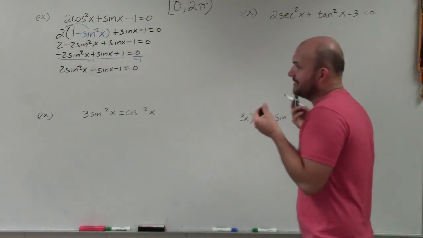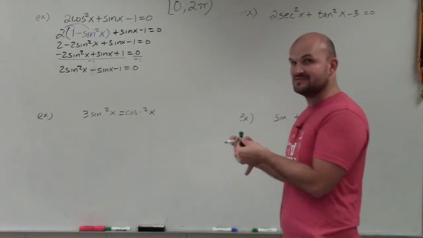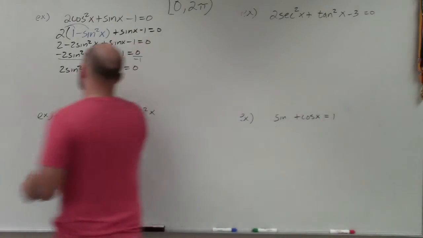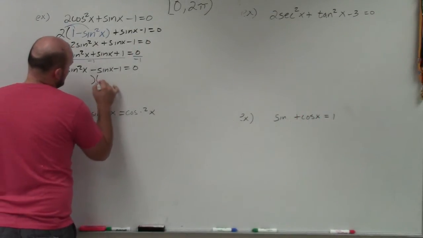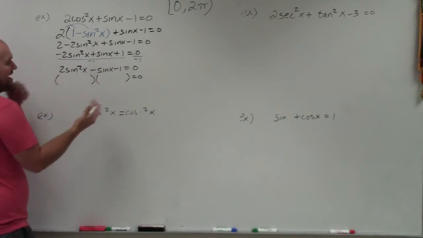So now I have a quadratic trigonometric expression, all in terms of sine. Now I can go and factor it. If you watch my video on factoring, you could always replace the sine of x with x's and just factor it that way.